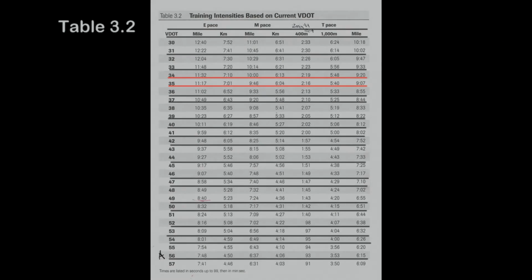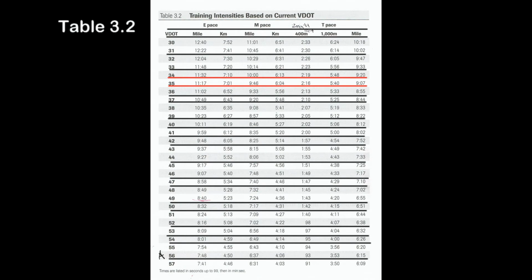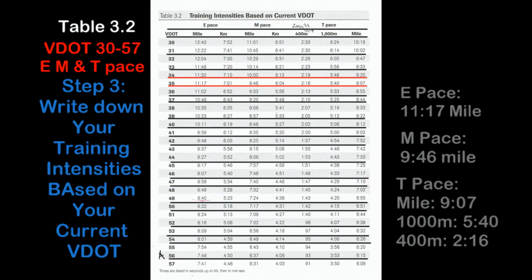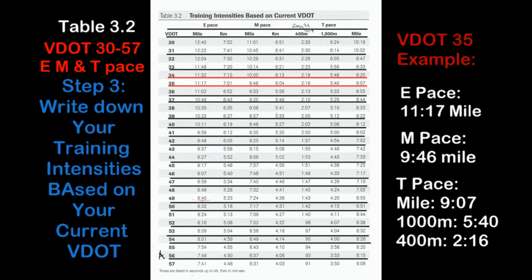And here we have table 3.2 for VDOTs 30 to 57. Now we have E-pace, marathon pace, and T-pace. Now step 3 is to write down your training intensities based on your current VDOT. Now I'm going to use another example. A VDOT of 35 will give me the following information.